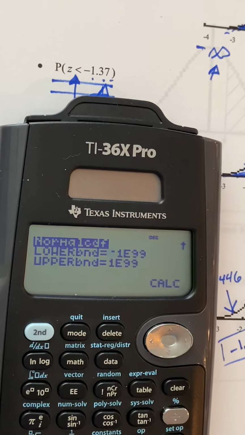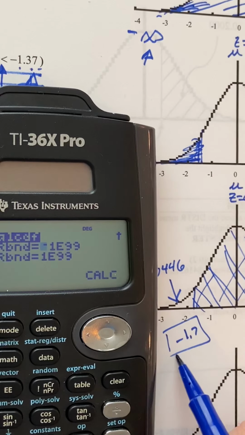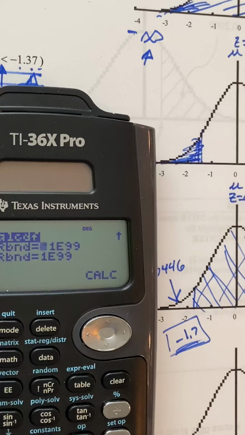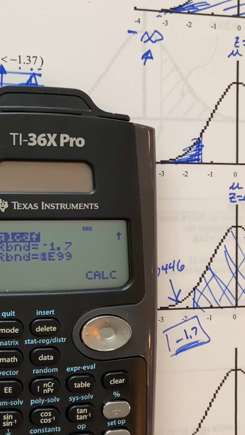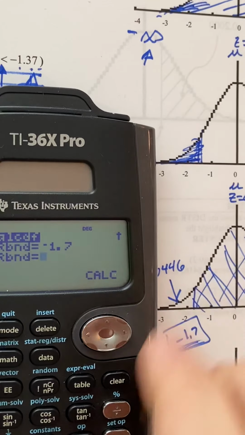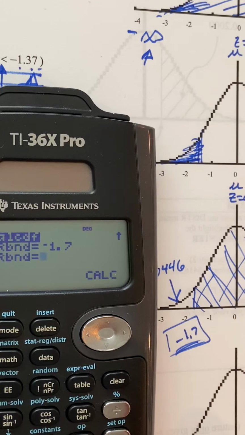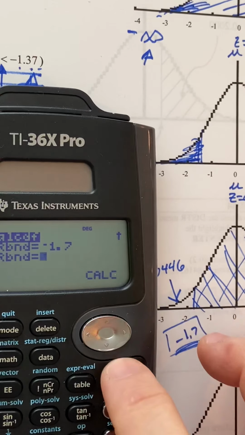The lower bound on this one is that boundary where the z value is negative 1.7. Use the negative key and not the subtract. What's the upper bound? Positive infinity. That's why I reset this problem before I started it. But if you have something like residual from the last problem, like negative 1.37, I think that was the last problem that we did, you can clear that out, and all we want to put here is positive infinity.